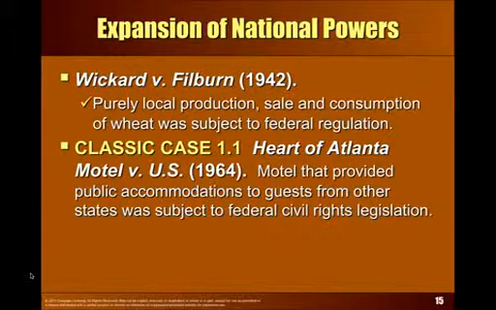What is it? Atlanta, the U.S. No, you said Heart of Atlanta, the U.S. You skipped the word. That's the important word. Motel. What are motels for? Oh, careful. Yes, they're for traveling, interstate commerce, right?